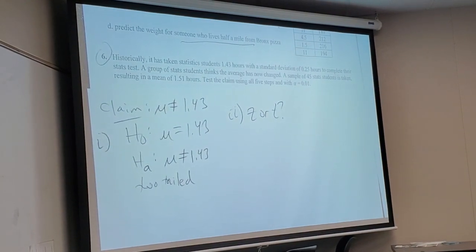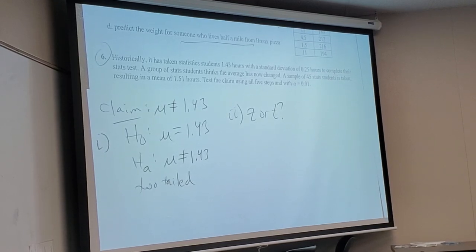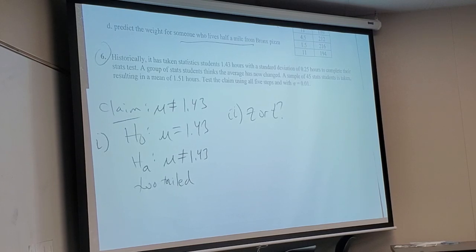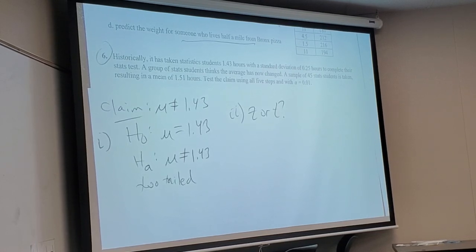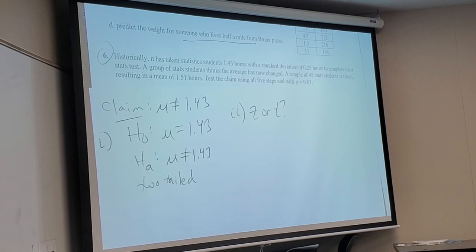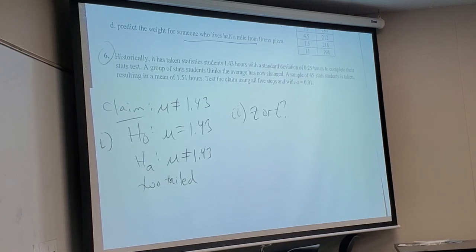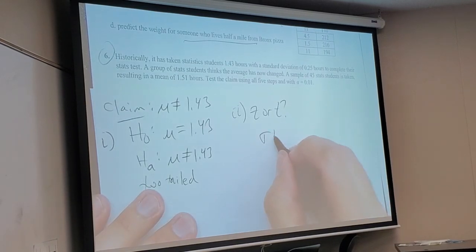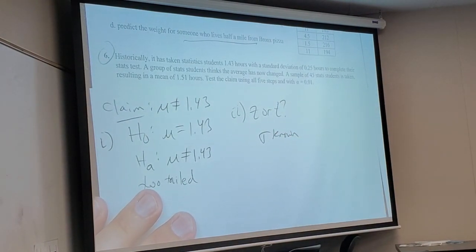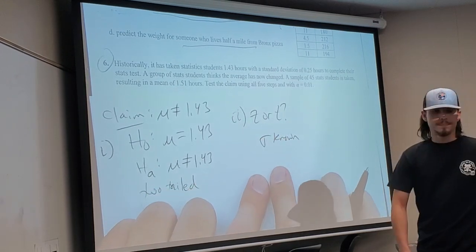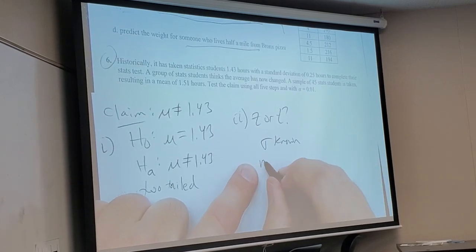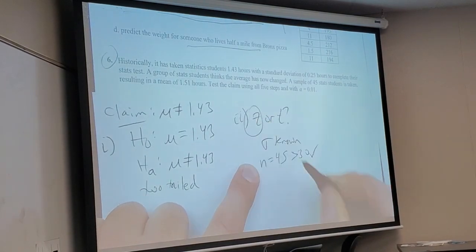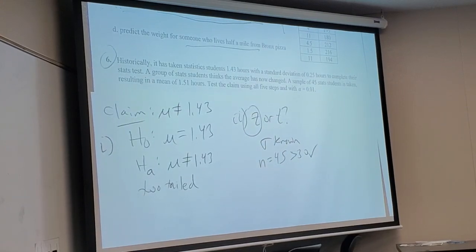This one's interesting because the standard deviation they give me, did it come from a sample? The standard deviation that we're given, did it come from a sample? Nope. It's presented as being the standard deviation of all stats students. It's just talking about all stats students before now. So that's sigma's known. Is that all I need to say I can use a z-score? What else do I need to check? Yeah, sample size is 45, which is greater than 30, check. So then I can use z-scores. Okay, I like it.